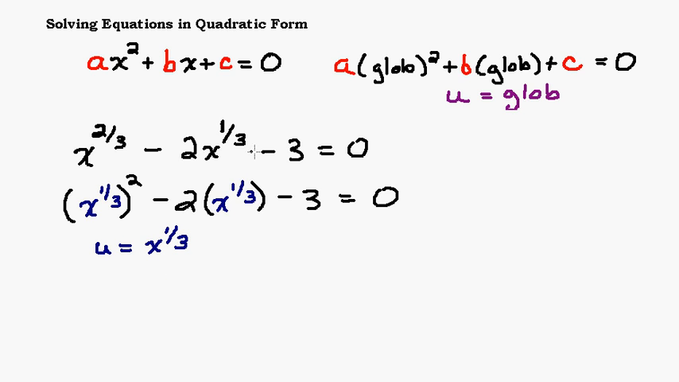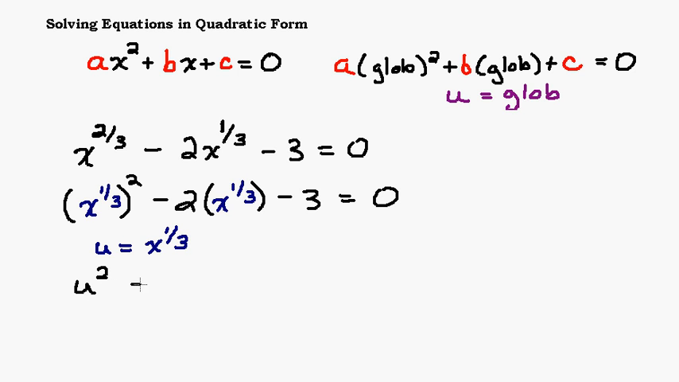So when you see these fractional exponents, there's probably going to be a 2 in the numerator and a 1 in the numerator, and then whatever this bottom denominator is, that's probably going to be your fractional exponent glob thing. That's kind of a pattern that is common. All right, if you want to, you could pause the video here and see if you can finish this one on your own. All right, so let's put u in for x to the 1/3.